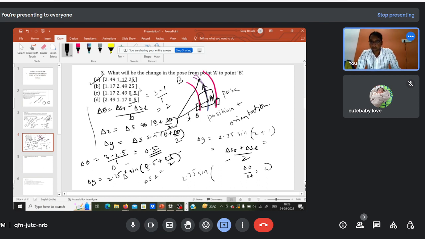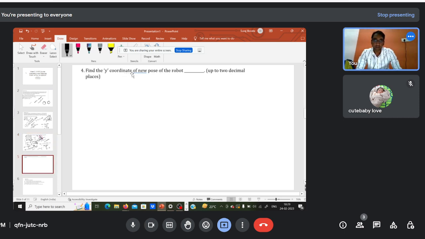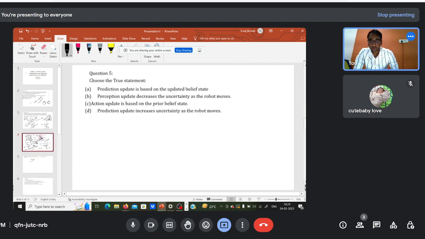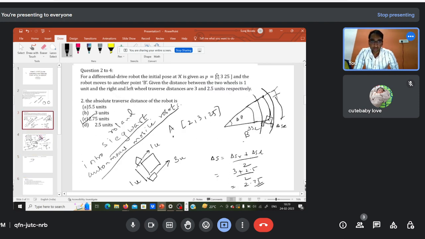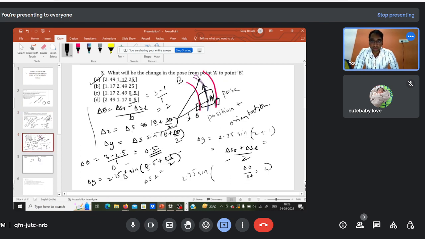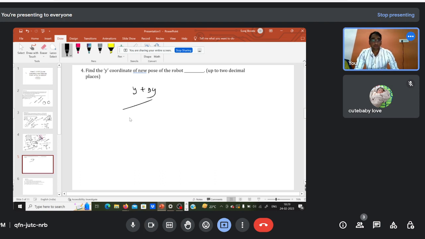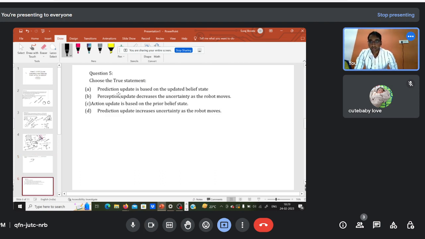Okay, so just apply the formula. Then they ask to find the y coordinate of the new pose of the robot up to 2 decimal places. So you just add y plus delta y, then you'll get the answer for the fourth. What is y? Original y is 3. The new delta y we got is 1.17, so we just have to add 3 plus 1.17. Okay, so let's move on to the next question.